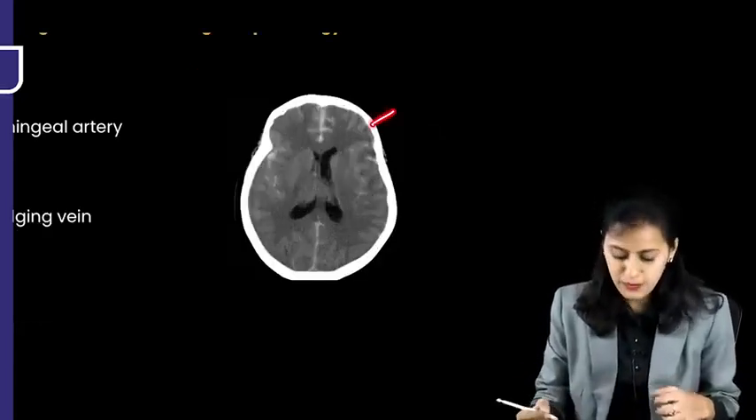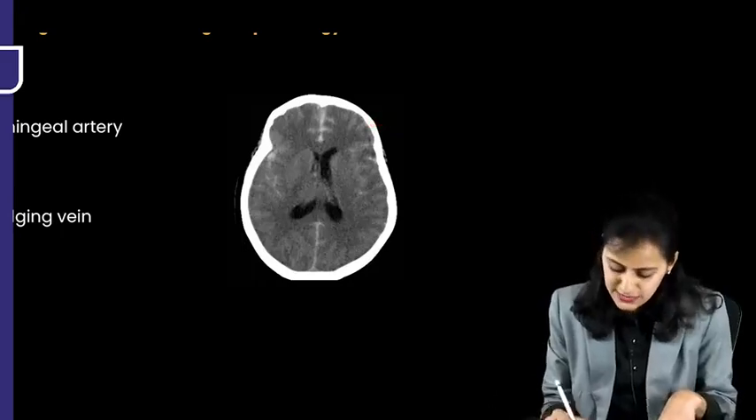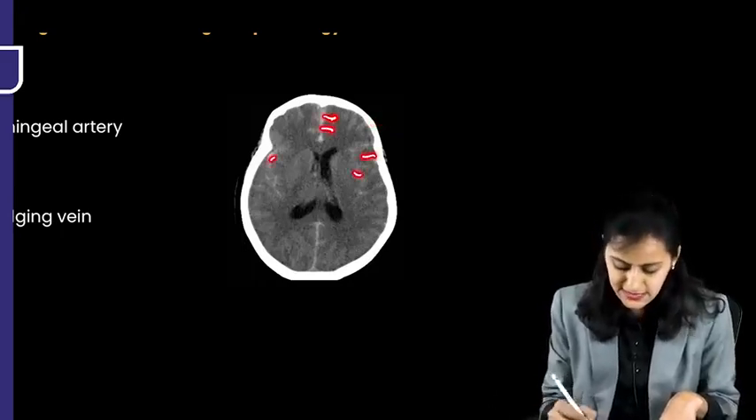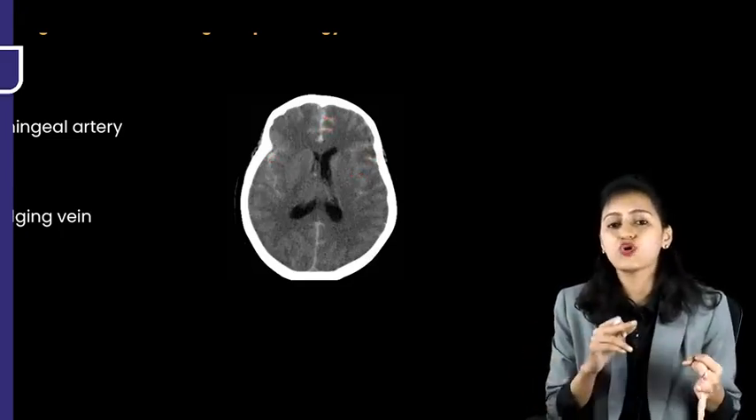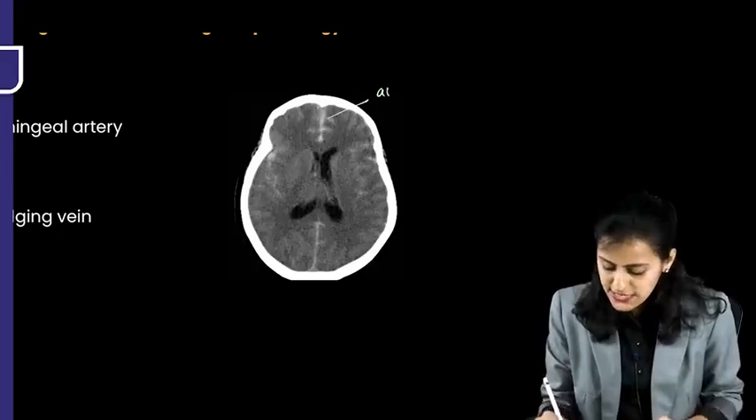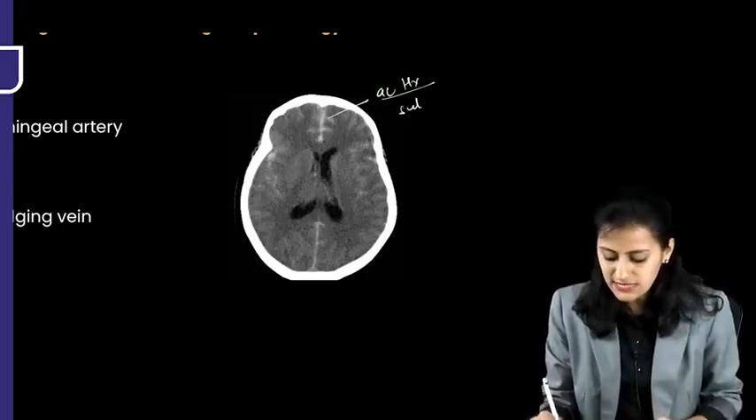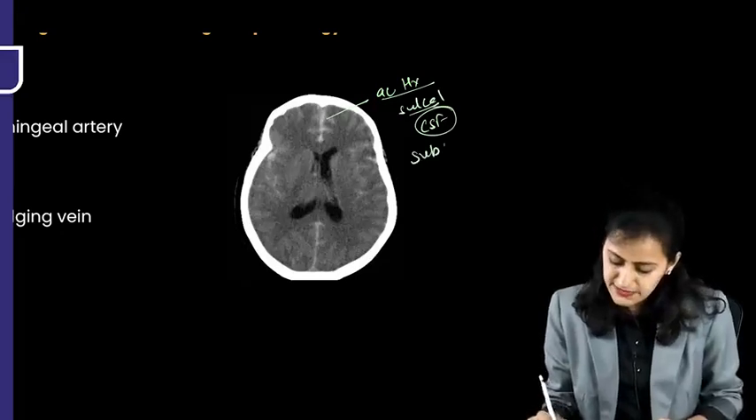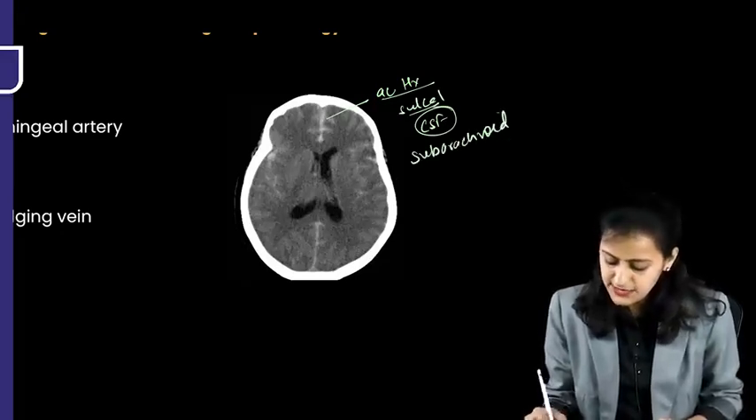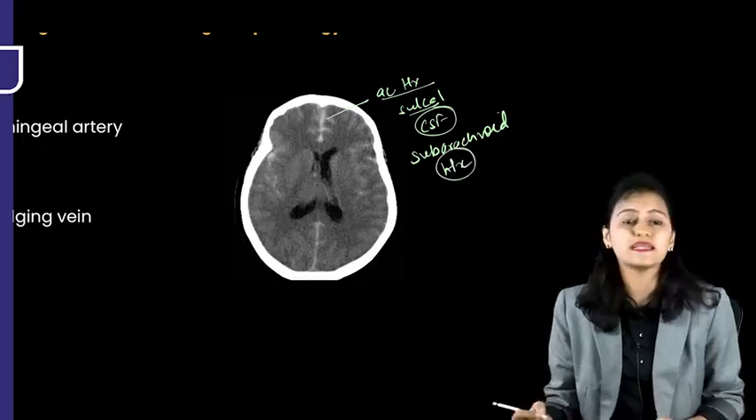This is a CT scan with the white bone. And we see those white areas in the sulcal spaces. What is white on non-contrast CT? It is either acute hemorrhage or calcification. So this is the acute hemorrhage in the sulcal spaces. Sulcal spaces contain the CSF. That means it is the subarachnoid space. So this is subarachnoid hemorrhage.